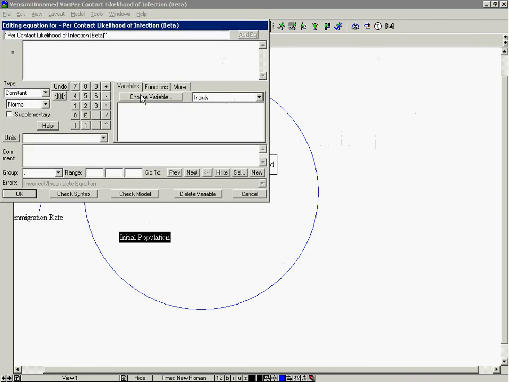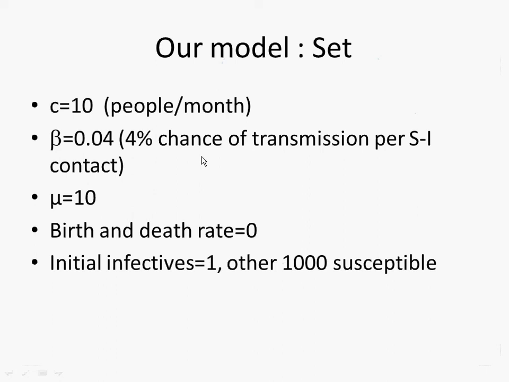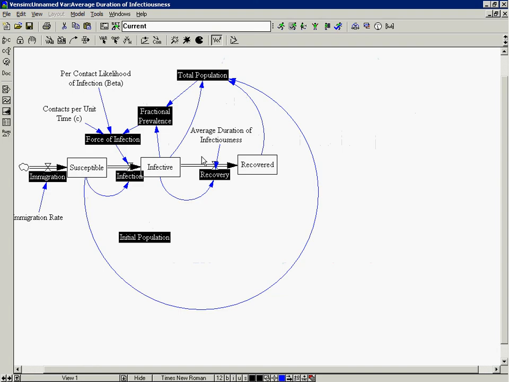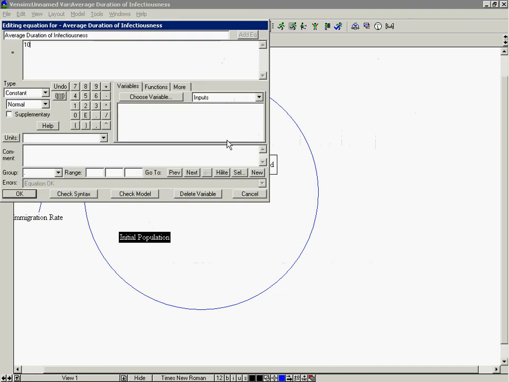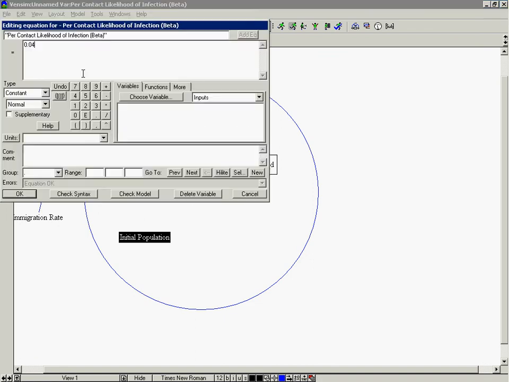Per contact likelihood of transmission, 0.04, so that's a 4% chance of transmission per discordant contact, in other words, per SI contact. Sure. 10, and that's 10 months. You'll notice actually it allows you to specify units. We'll get to that later in the class, but you can do unit checking in Vensim. It will make sure you're not adding people per month to people or adding dollars to deer or something like that. Okay, sorry? And then contacts per unit time is 10. What was beta? So that's 10 person per month. Beta is 0.04. Okay.